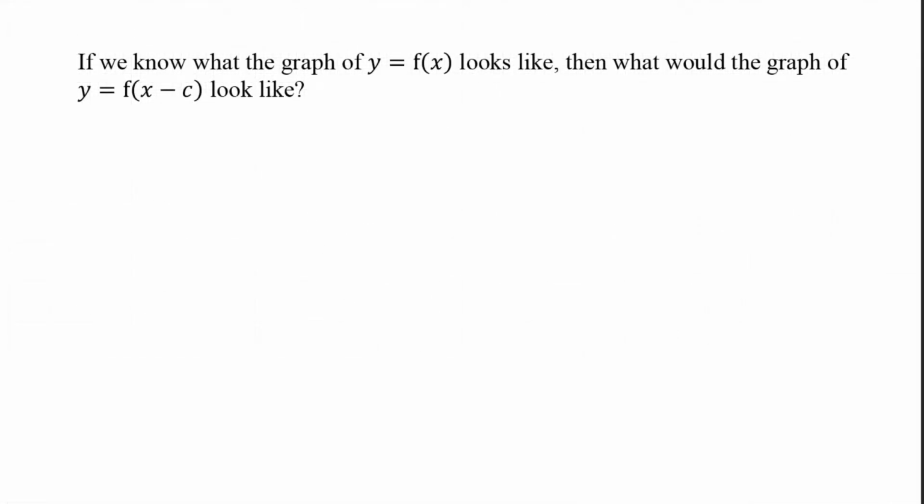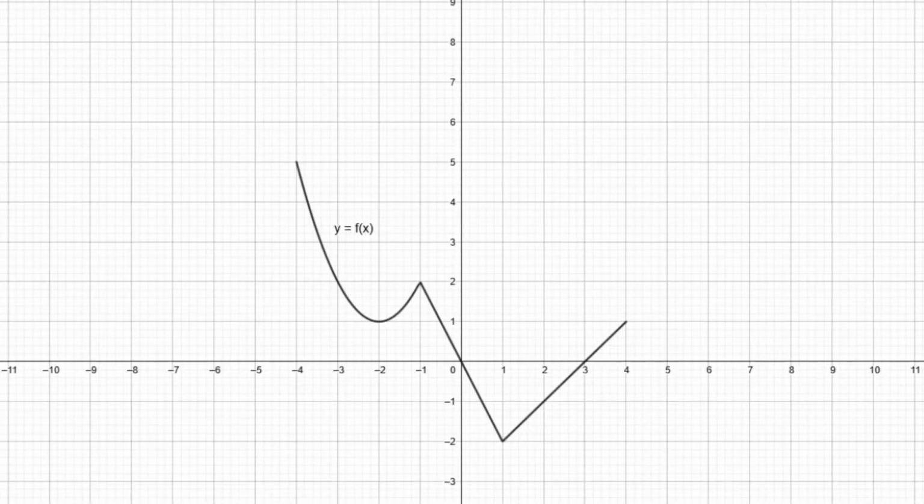The kind of question we're going to be interested in is this. If we know what the graph of y equals f of x looks like, then what would the graph of y equals f of x minus c look like, where c is some constant? Well, let's go back to our example, and rather than do it completely abstractly like this, let's choose a particular value of c, say c is 3. So here is our original function sketch, and what are we interested in doing? We are interested in drawing the sketch of y equals f of x minus 3.